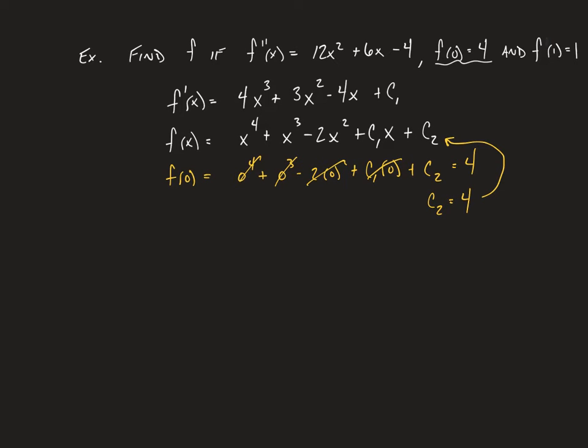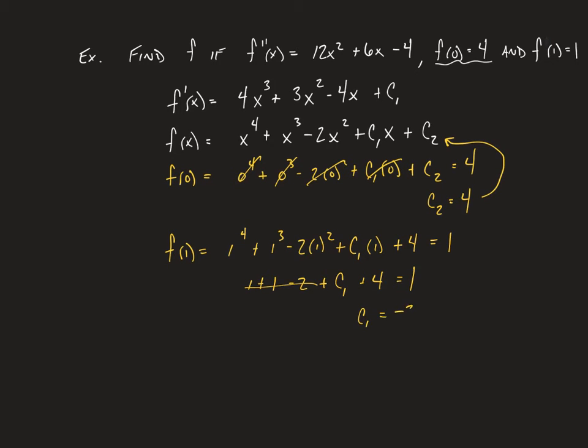Now I can solve for the first constant because I also know that f of 1 is 1. So I'm going to plug in a 1 to this function, 1 to the 4th plus 1 to the 3rd minus 2 times 1 squared plus, I still don't know what the first constant is. It's being multiplied by 1. However, I do know that the second constant is 4 now, and that all equals 1. So now I can solve each of these terms. This is just 1 plus 1 minus 2 plus the first constant plus 4 equals 1. All right, I can combine some things. Those are going to cancel themselves out. C1 is going to have to be negative 3.